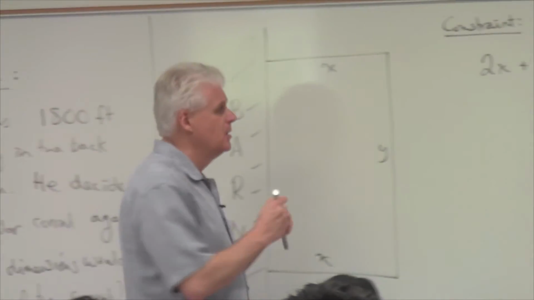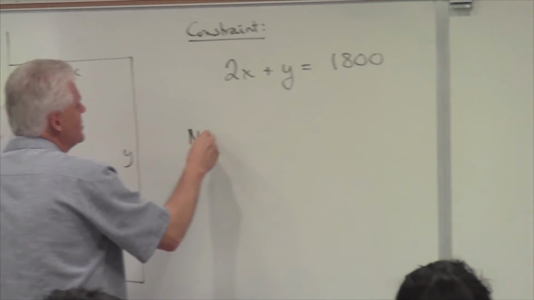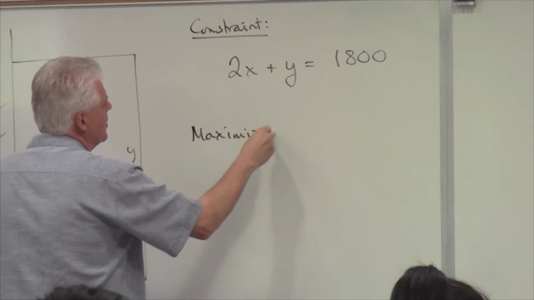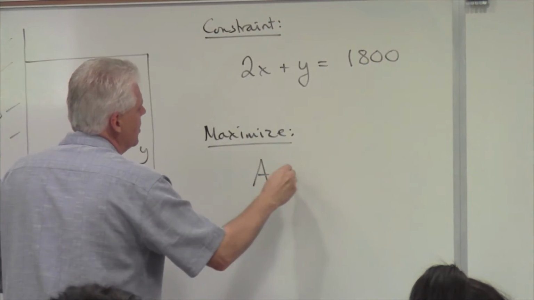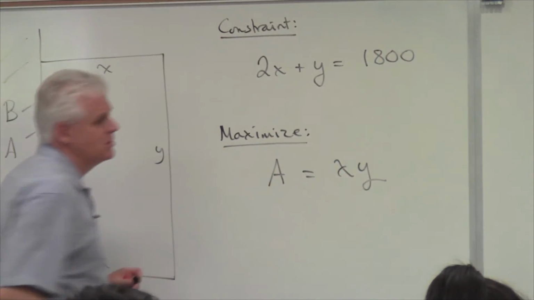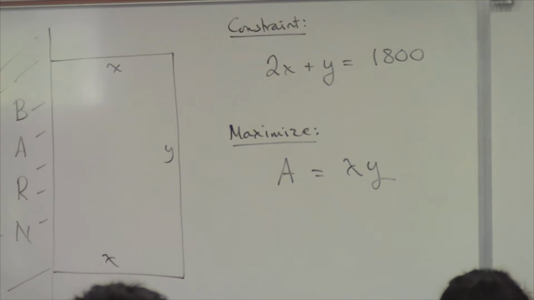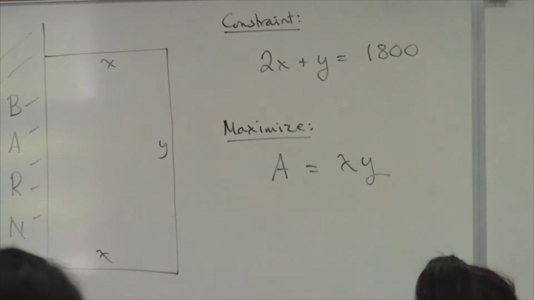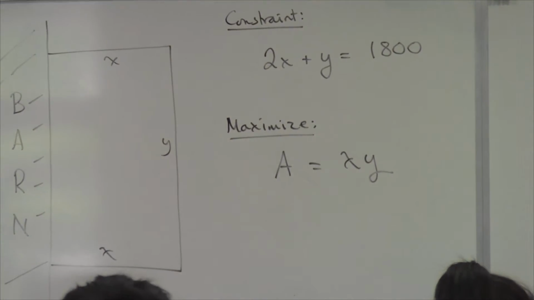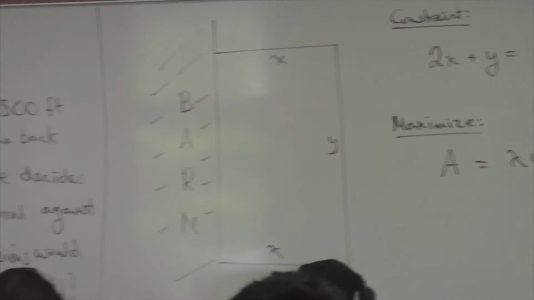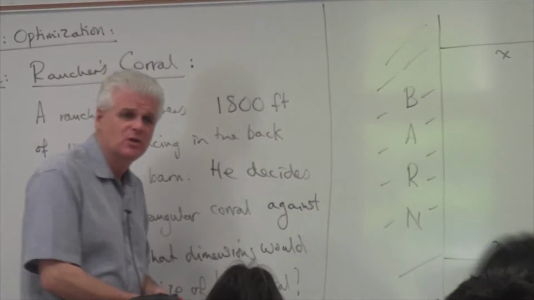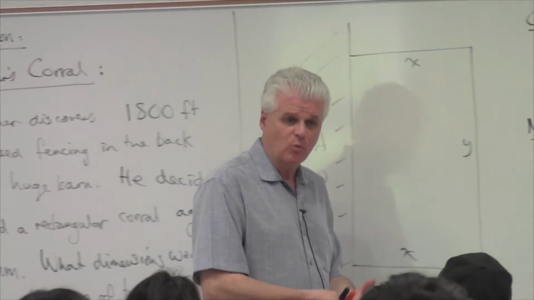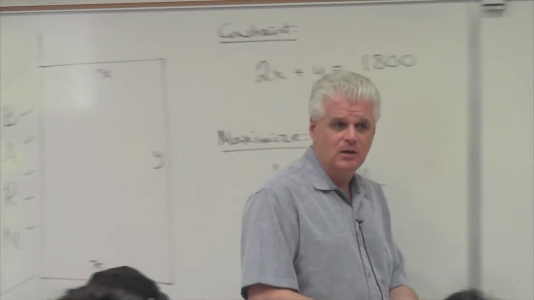Is that right? So we need to maximize the area, which is X times Y. Okay, now we have a problem with that. Normally maximizing functions, we know what the job is. You take the derivative of it, you find the critical values, you test those critical values to make sure they're what you want, maxes in this case, right?